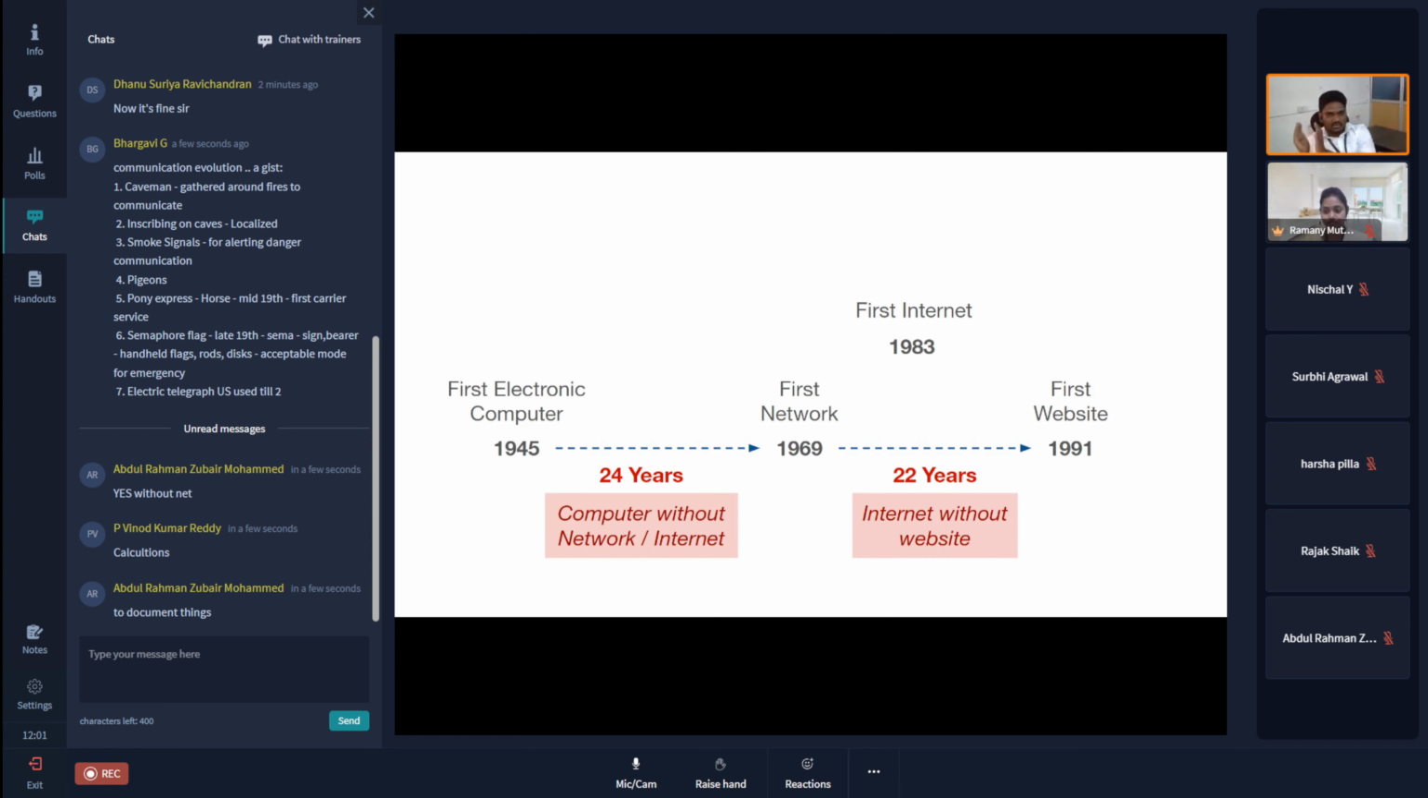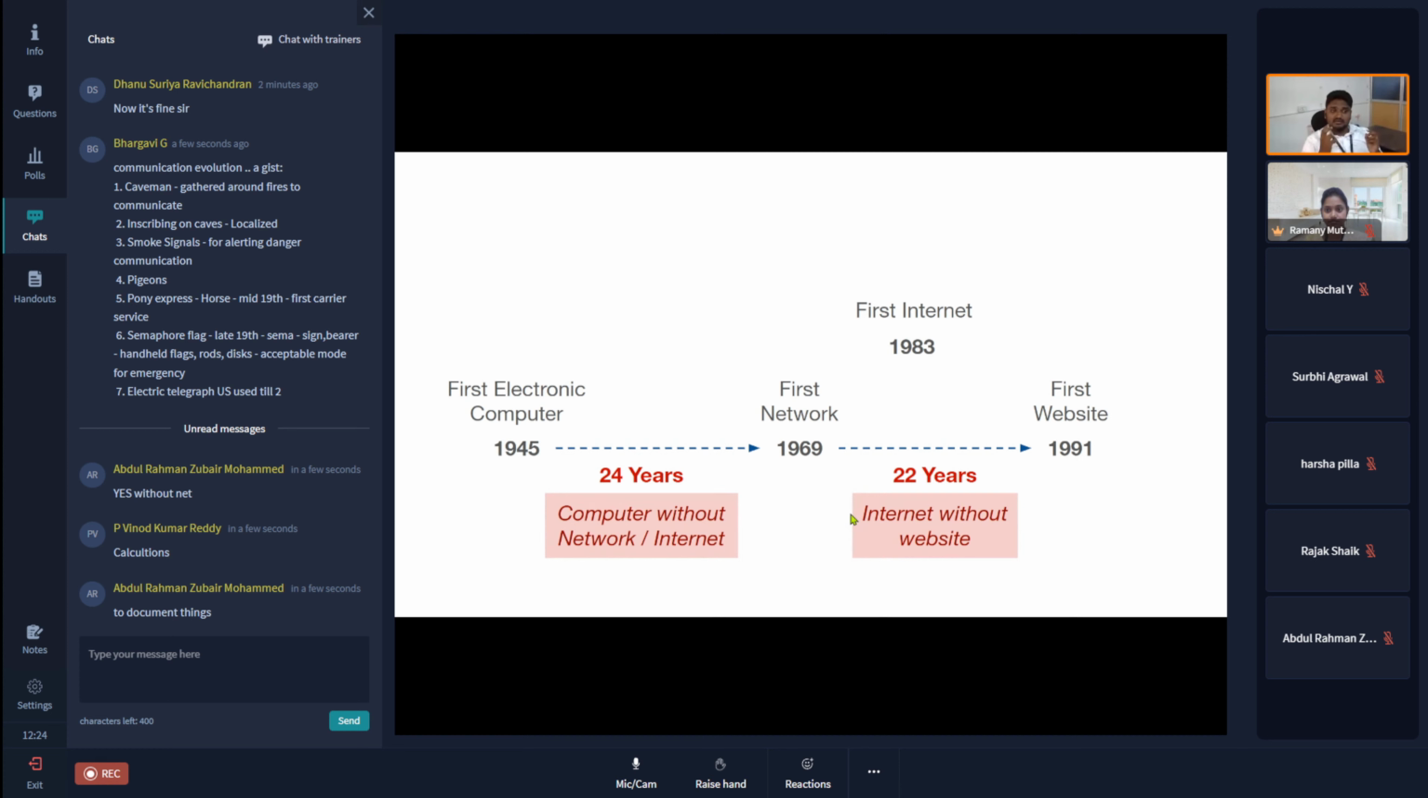A website is just one of the information technologies. Without even a website, you can share information from one place to another. For around 46 years, people were sharing information without a website. Now let's understand the evolution from the first computer till the website. How did it evolve? Why did they even create this in the first place?